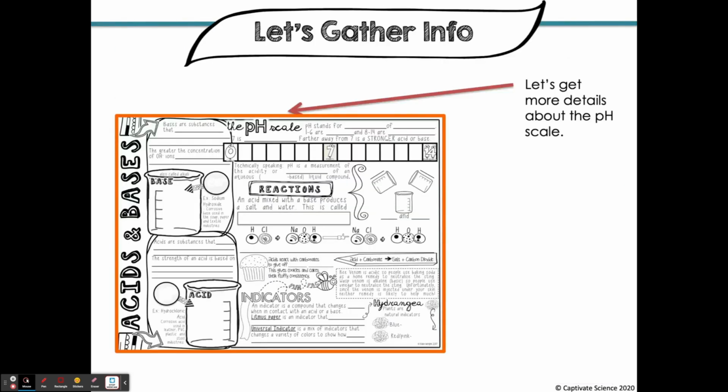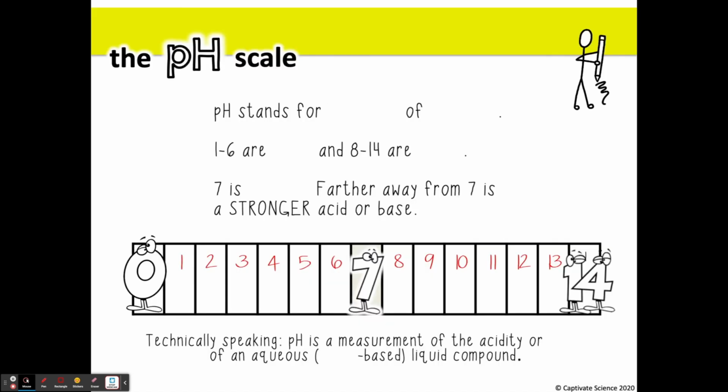All right, so now we're on the back of the paper. More details about the pH scale. pH stands for potential of hydrogen. 1 through 6 are acids and 8 through 14 are bases. 7 is neutral. Further away from 7 is a stronger acid or base.